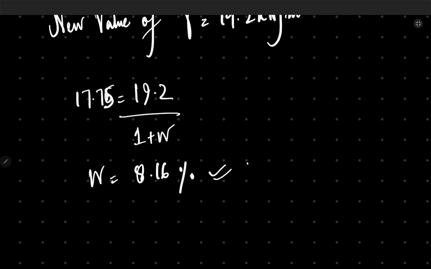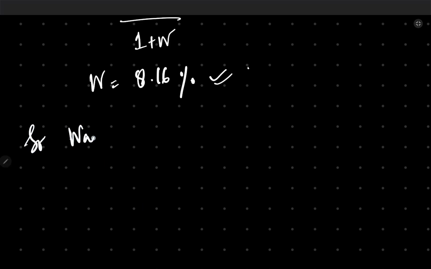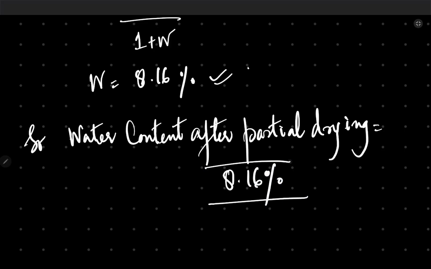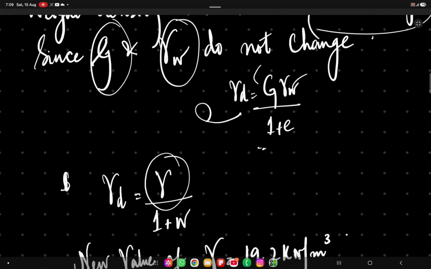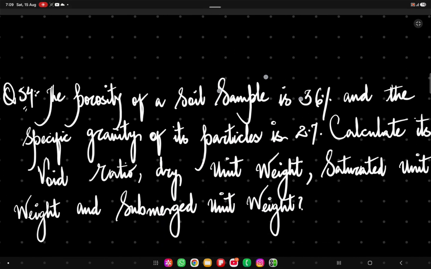All right, so the water content after partial drying is how much? It is 8.16%. Initially it was how much? It was 16% initially. But the water content, if the soil partially dries to a density of this, is how much? 8.16%. All right, moving on to the next one.